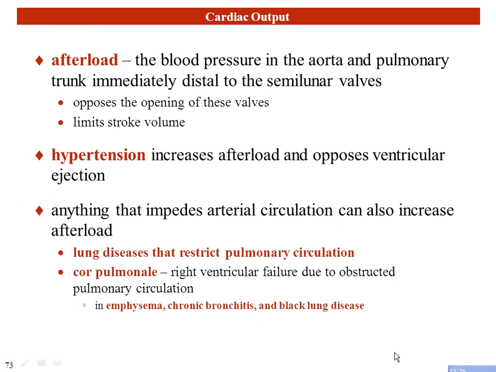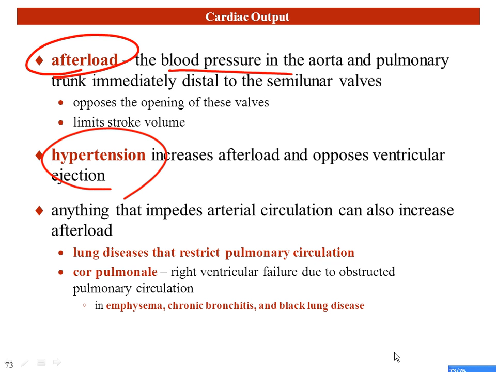Okay, and then finally the last factor is afterload. Basically, the higher the afterload is, okay, the lower the stroke volume is going to be. Basically, afterload is blood pressure. Okay, so if somebody has high blood pressure, there's high afterload. High afterload decreases stroke volume, and therefore it makes the heart work harder in order to make up for that. Okay, so high blood pressure, okay, increases afterload.